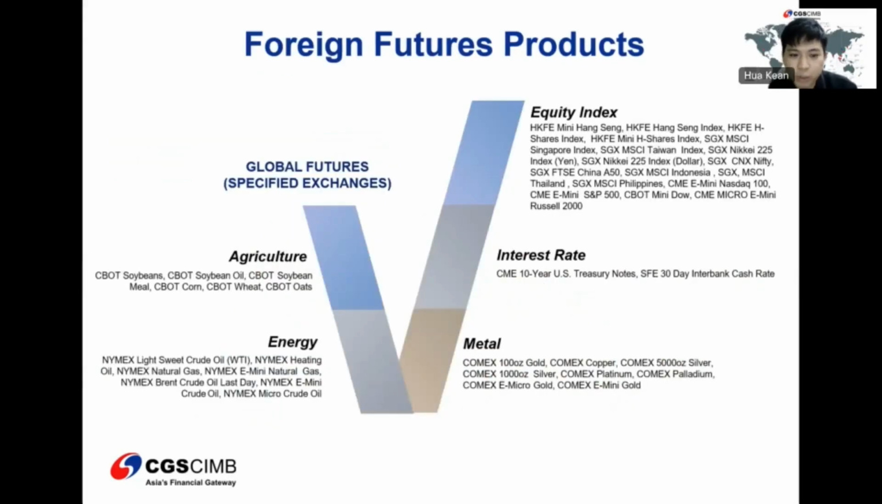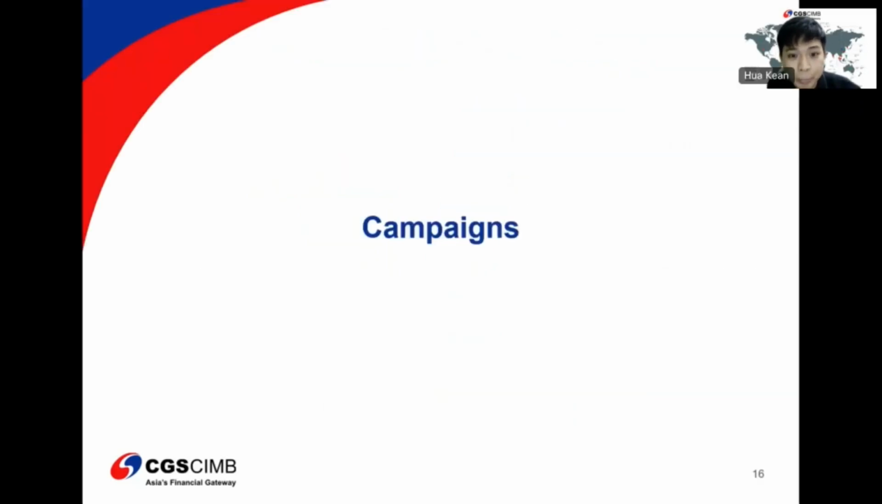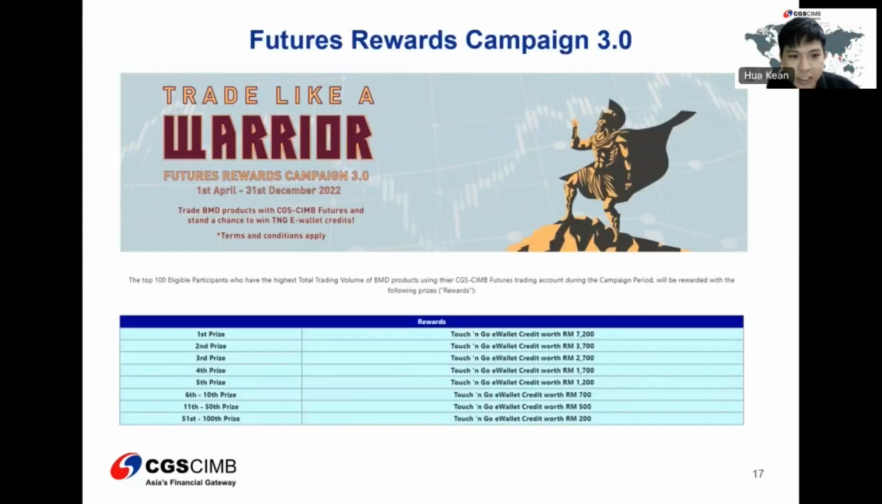For foreign, we offer a lot of products, such as agriculture futures, energies, metals, interest rates, and equity indices. The most famous ones I would say are soybean oil and light sweet crude oil, and for equity indices, mini Hang Seng, Dow Jones, and S&P 500. Currently we are running the Trade Like a Warrior campaign for local. The first prize will be 7,200 Touch 'n Go eWallet credits.